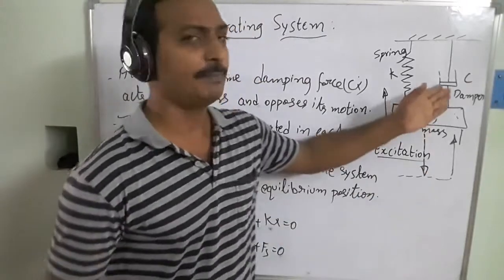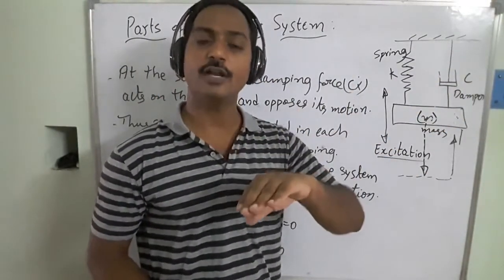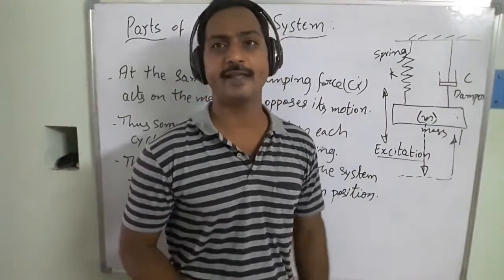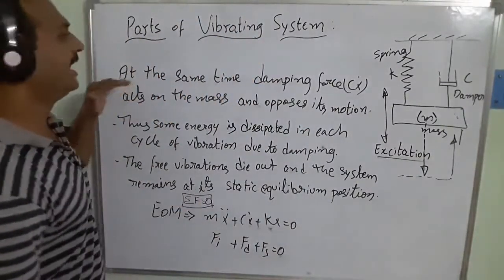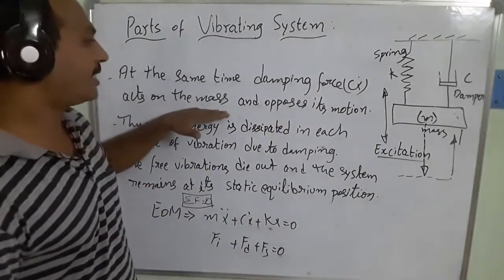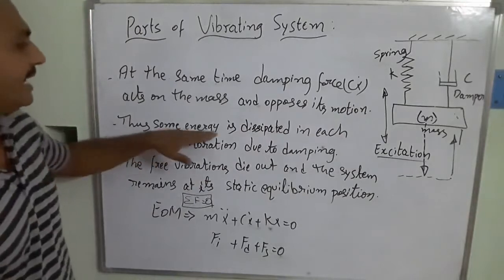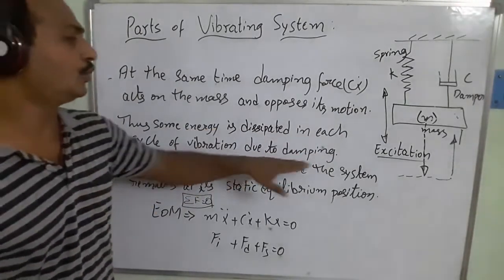The damper's main purpose is to absorb that energy, and that energy is dissipated in terms of heat energy, because inside there is a fluid. That fluid is moving through a small orifice. So that's what I am saying. At the same time, the damping force acts on the mass and opposes its motion. So some energy is dissipated in each cycle of vibration due to damping.